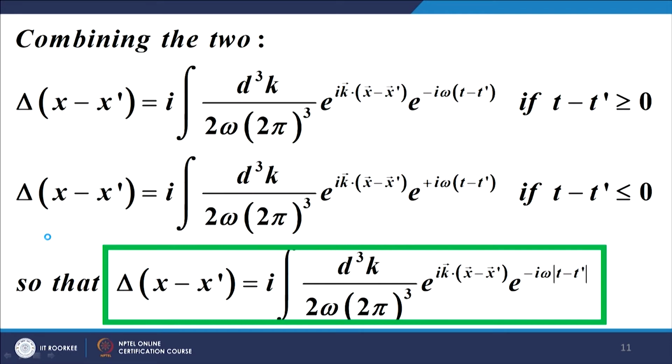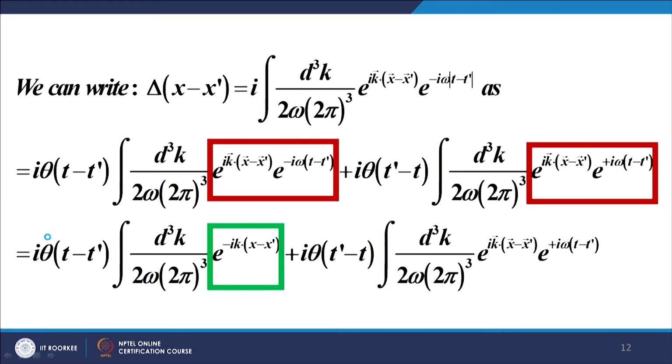So, combining the two, we can write the expressions for the propagator in the form which is given in this slide, and which can be combined together into one equation, given in the green box at the bottom of your slide, where we have introduced the mod of t minus t dash in the exponent of the omega exponential.